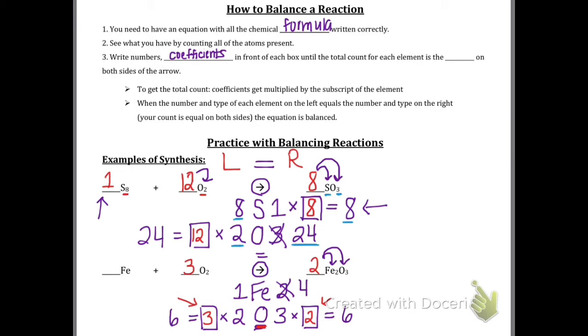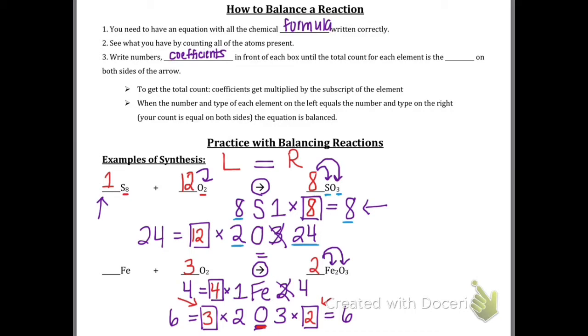Now, look at this iron. This iron is now uneven. I have 4 on the right and 1 on the left. So this one needs to become 4 so it's equal on both sides. So 1 times what number can get me to 4?